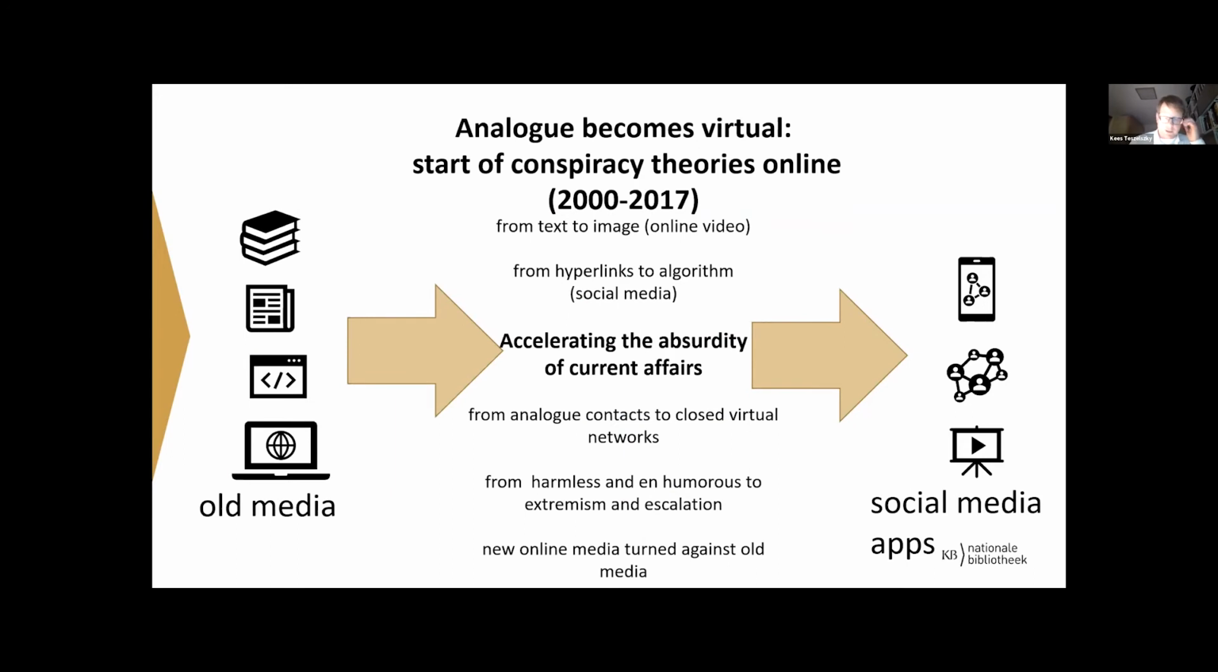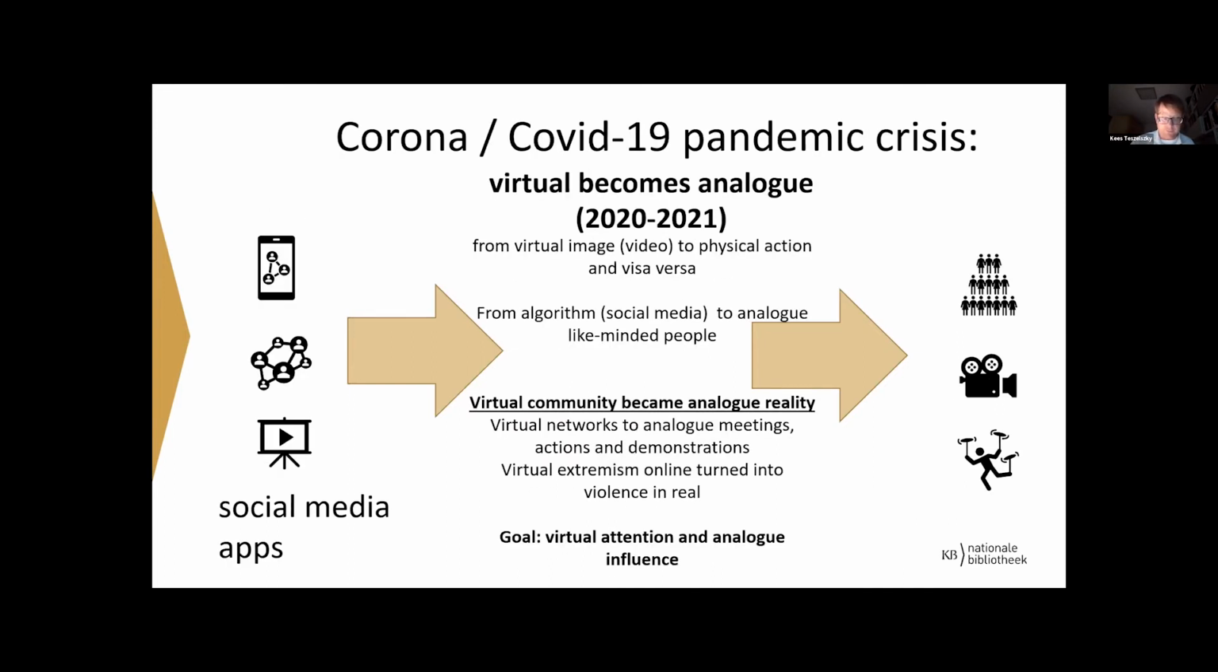What we have seen in our collection is that conspiracy theories start to grow online between 2000 and 2017 due to the power of the website as online medium, the growing use of video, the importance of social media and algorithms, which formed closed virtual networks which turned against the old media and analog authority.